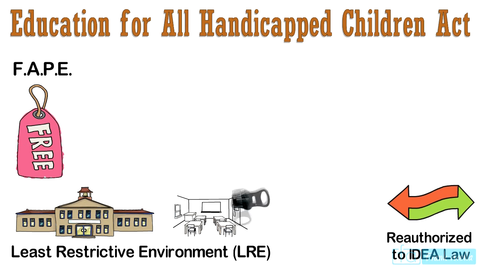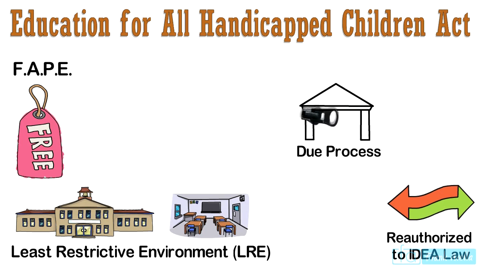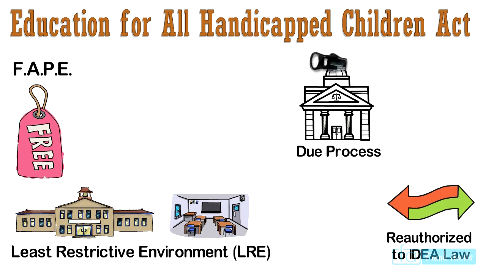Students can be placed in separate schools with disabled peers only if their academic goals cannot be met in the regular classrooms. For that reason, EAHCA is often referred to as the mainstreaming law. Students and their families and guardians are always entitled to due process under the law. Due process in this case relates to access to judicial review.